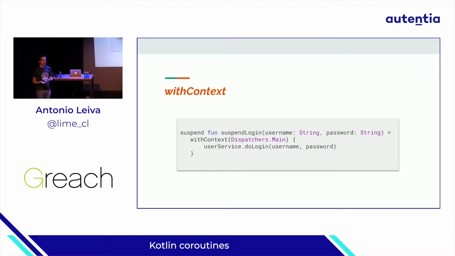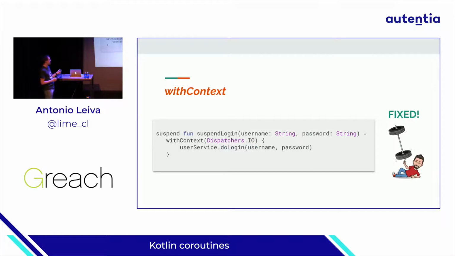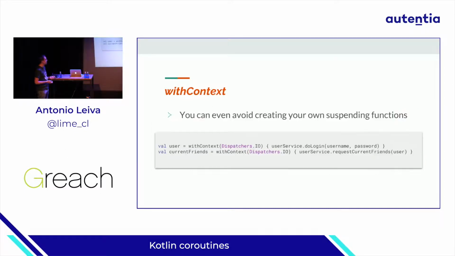But obviously, that's not what we want, because that will block the main thread, which is what we are trying to avoid. So this is very easy to change. We'll modify this dispatcher with another one, and that fixes it that easily. We could use a dispatcher like Dispatchers.IO to move from the main thread to another thread.